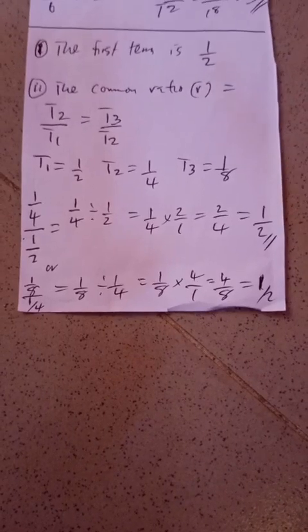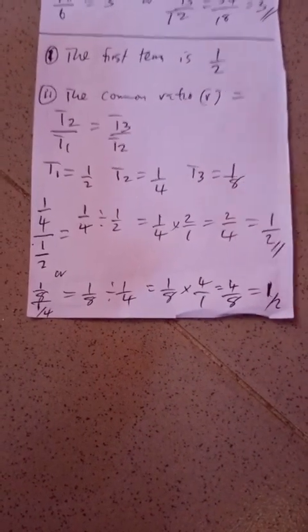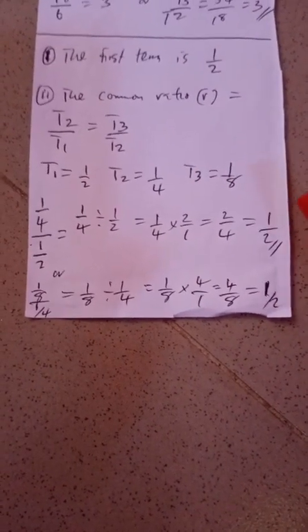If the answers are not the same, it means that it's either an arithmetic progression, or none of them at all. This is how to find the first term and the common ratio of a geometric progression.